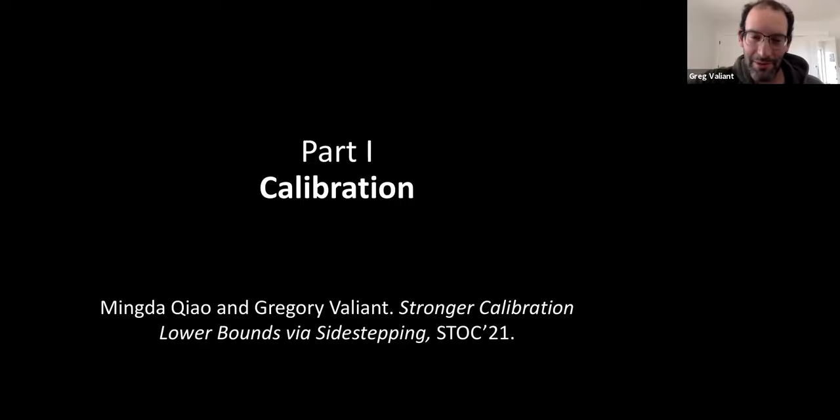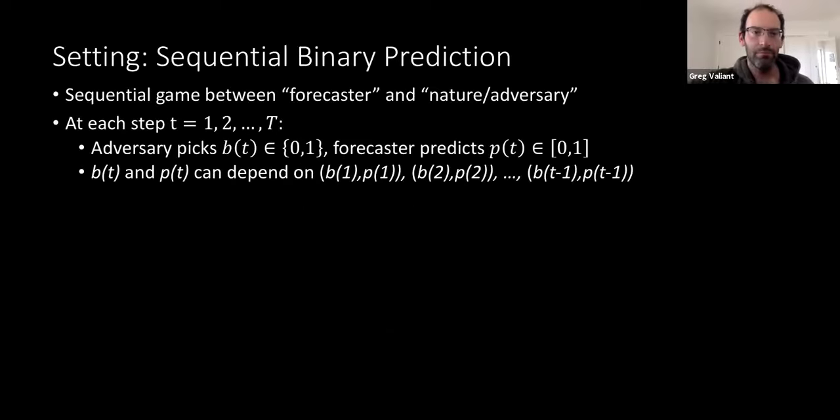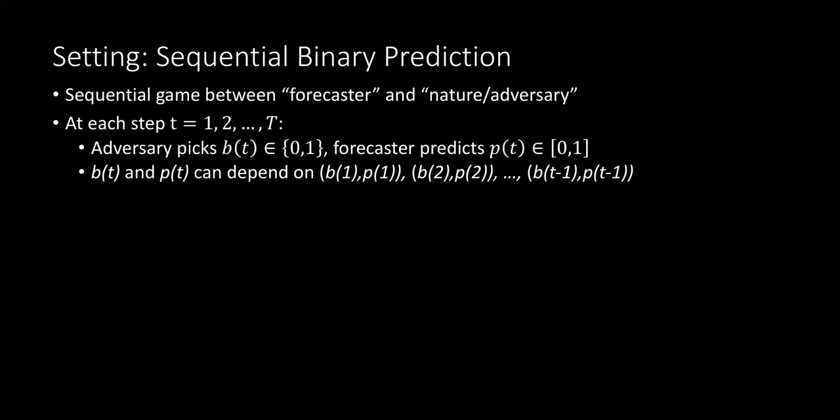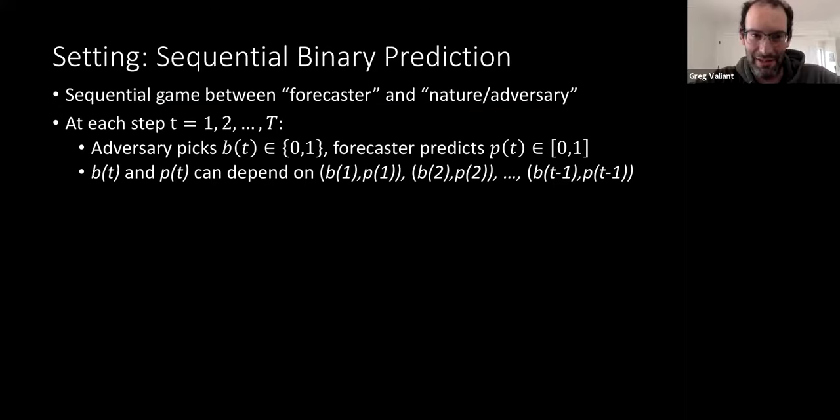Oh, okay, good. So in the first part, I'll talk about calibration. We'll be in the sequential binary prediction setting, maybe one of the cleanest and simplest settings that you could think about. We'll have a sequential game between us, the forecaster, and nature, an adversary. At each time step, and there will be capital T time steps, the adversary, nature, is going to have some outcome, 0 or 1.